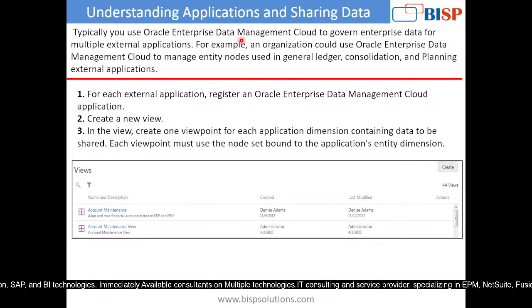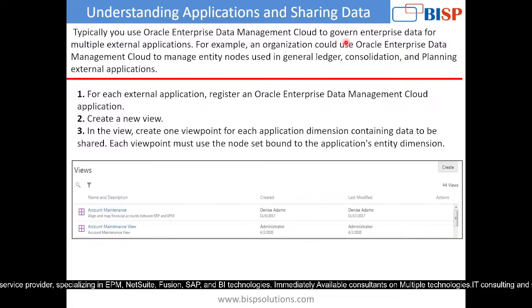Okay, and then we have understanding application and sharing data. So how can we share the data across applications, and what are the things involved? Let's see. Typically you use Oracle EDMCS to govern the enterprise data for multiple external applications. For example, we are using it for PBCS, and there are various other applications like general ledger or consolidation applications like FCCS, to manage, let's say, the entity node like we have in FCCS.